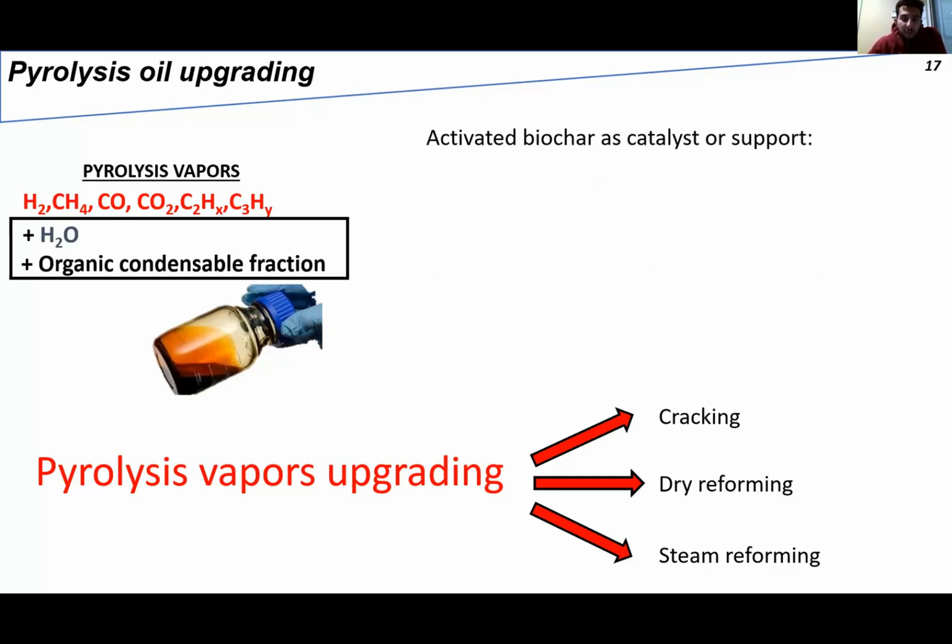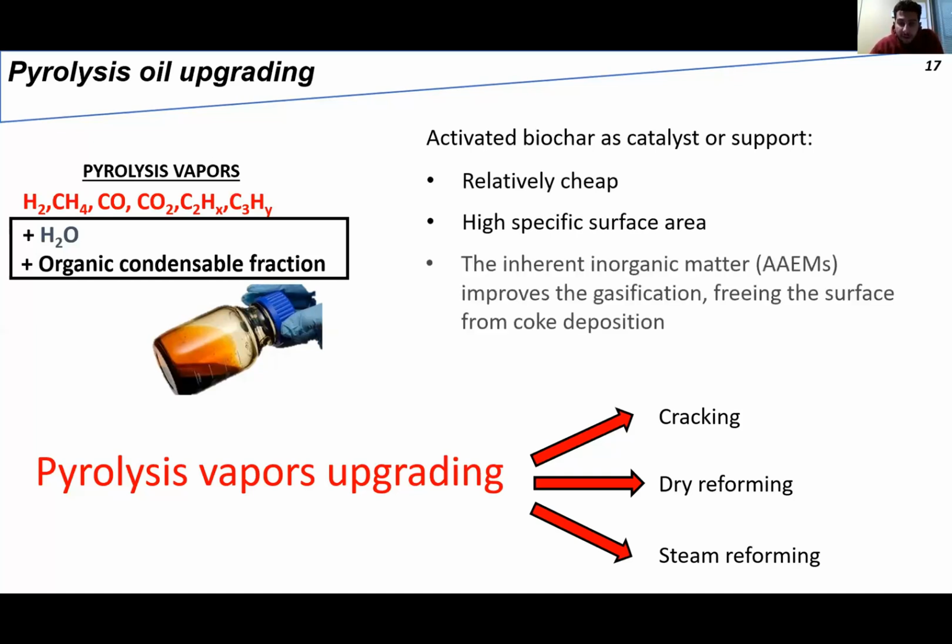But we would like to study the suitability of biochar, activated biochar, as catalyst, because it's relatively cheap, and it has a high specific surface area. And the ashes, the content of inorganics, can improve the gasification and free the surface from coke deposition.